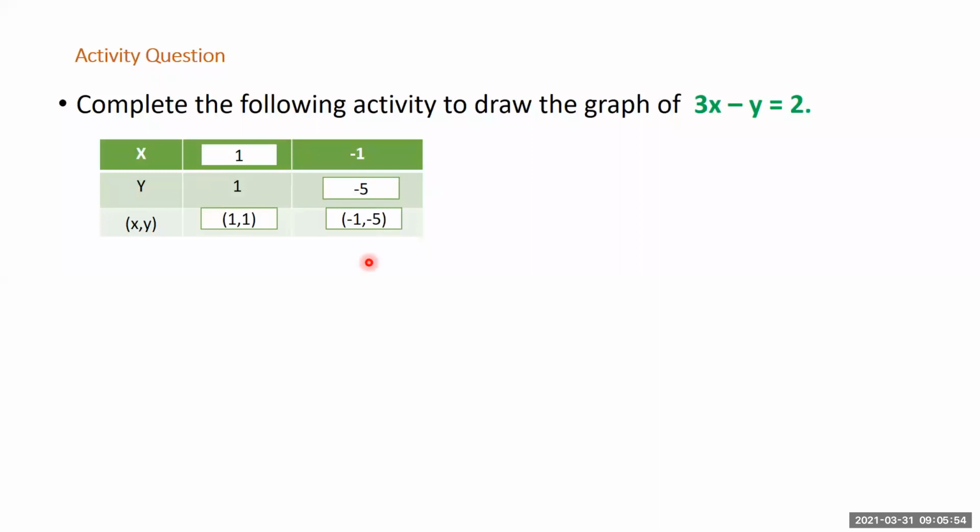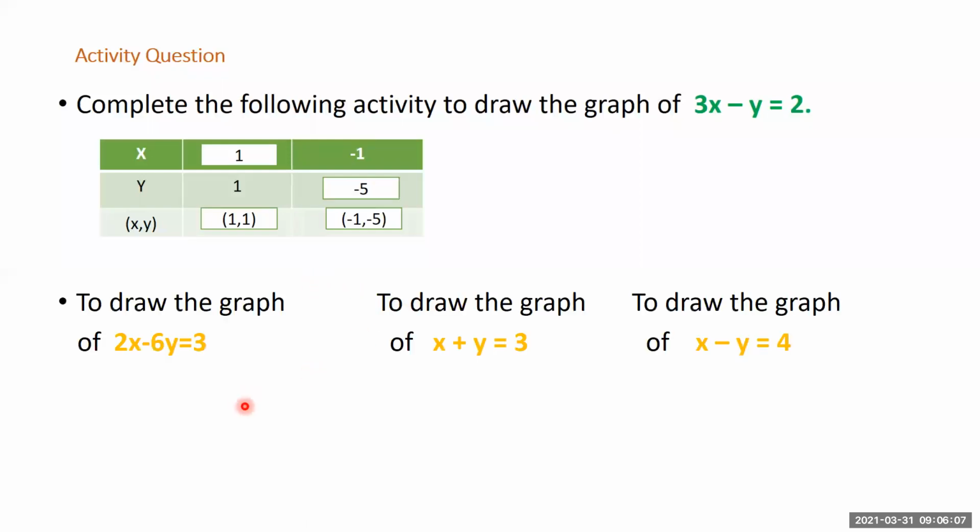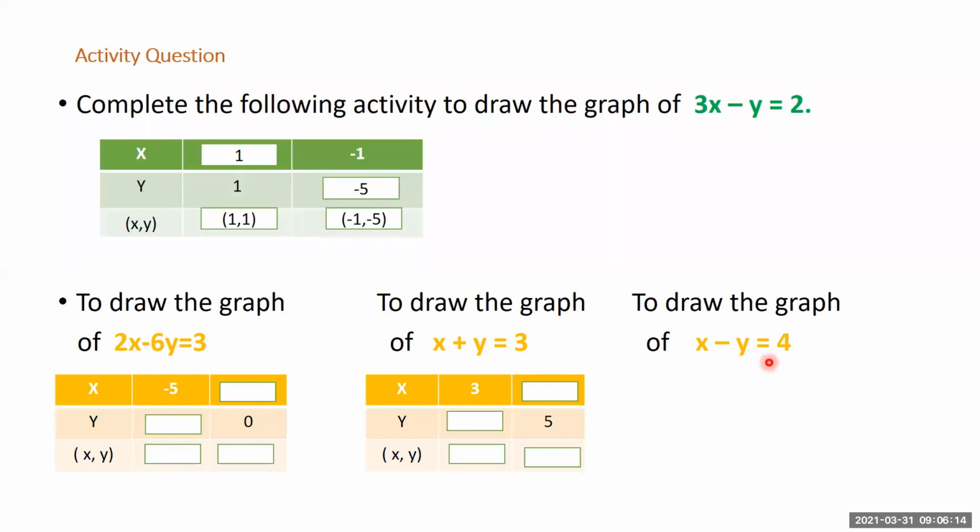So is everyone familiar with these questions? Okay. Average and below average students, do practice this type of question, and surely you will get it. See, I have given some model questions here also, 3 questions: 2x minus 6y equal to 3, x plus y equal to 3, and x minus y equal to 4. Here also only 4 boxes I have given, and you can do very nice practice of these questions. Is it clear, children?